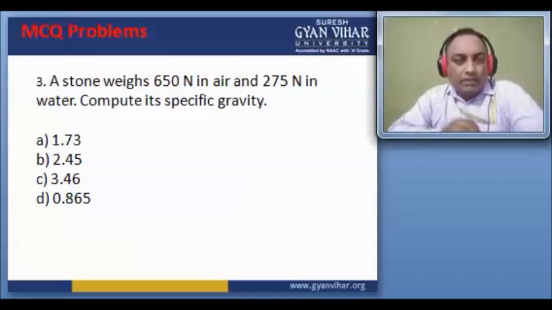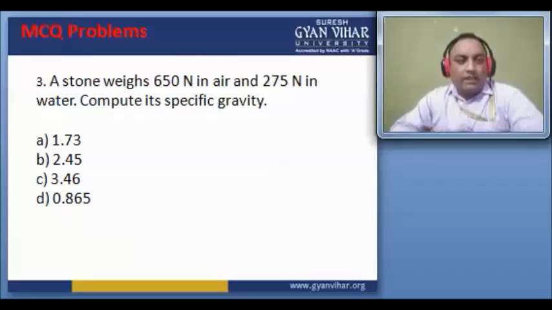For question number 3, a stone weighs 650 Newton in air and 275 Newton in water. Compute the specific gravity. First, this is the 275 Newton and this is the weight of the body. Then by the buoyancy formula, you find the specific gravity of this body.